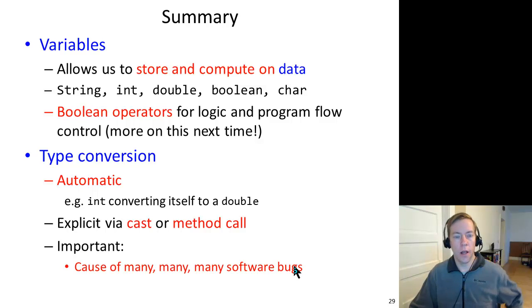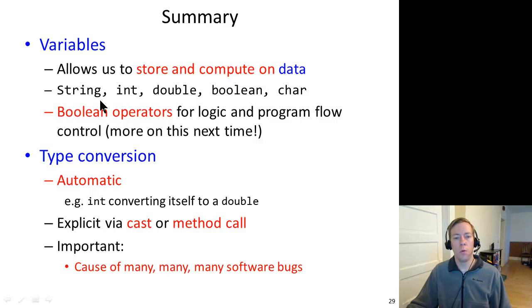All right, so that's the basics of variables in Java. Important points: variables are how we store and compute data in a programming language, and we looked in detail at some of the most important data types. Throughout your career as a Java programmer, you'll be making heavy use of the string data type, the int data type, the double data type, the boolean data type, and to a lesser degree the char data type.